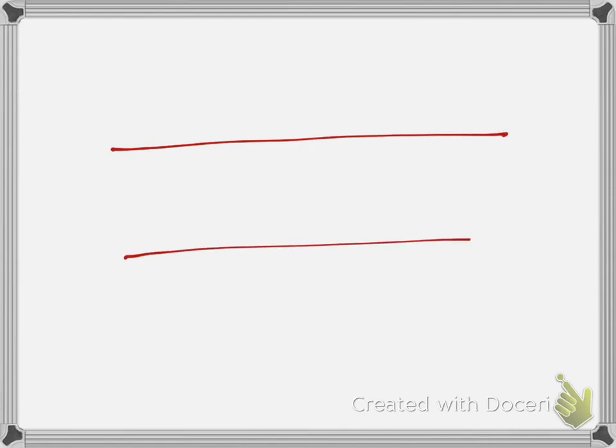Here are parallel lines again. Here's our transversal. And we're going to talk about supplementary angles. So if you have two angles on a line, so let's say this, we'll have to change color.